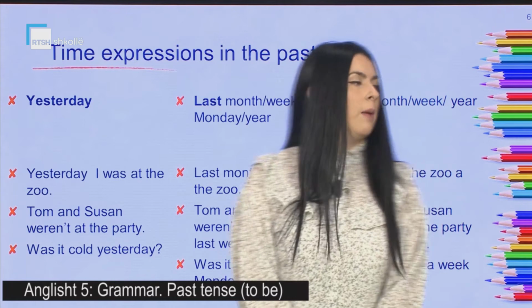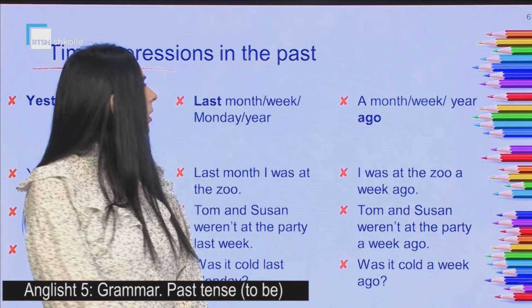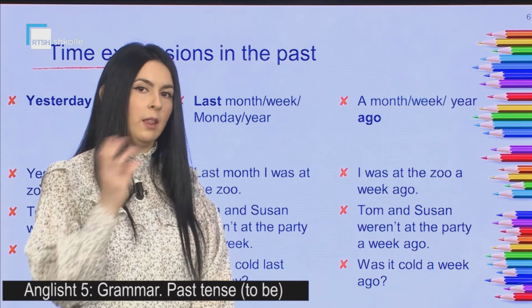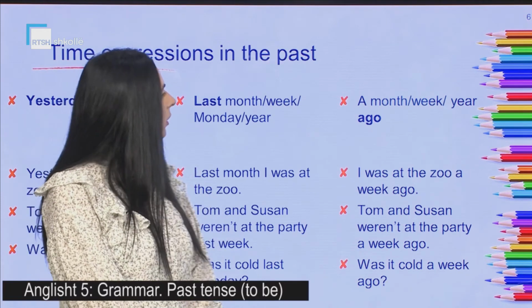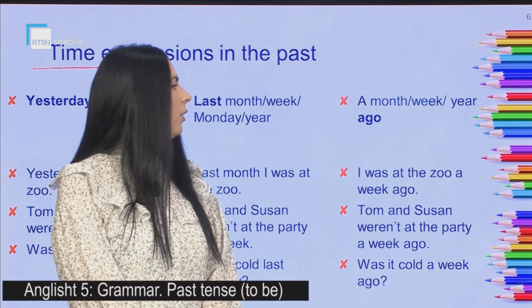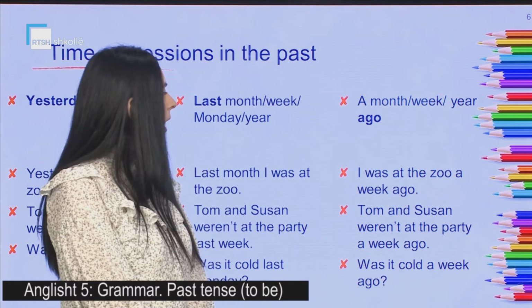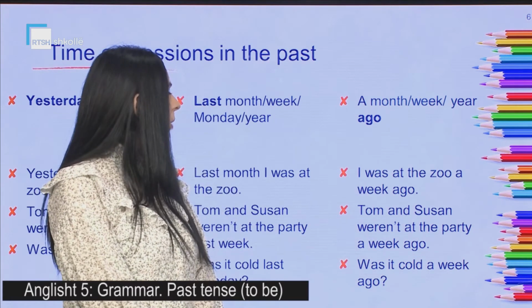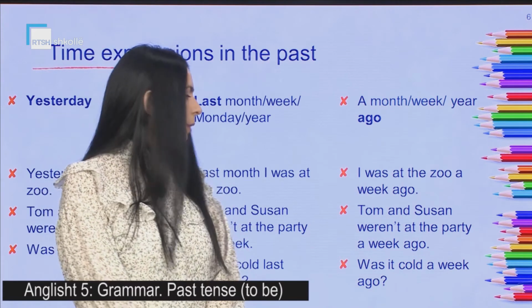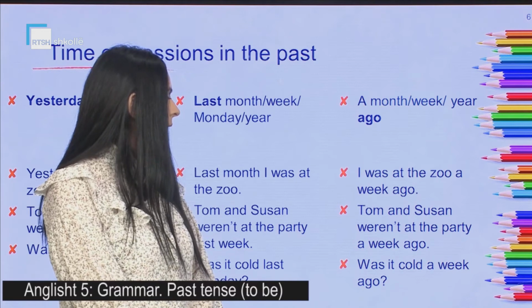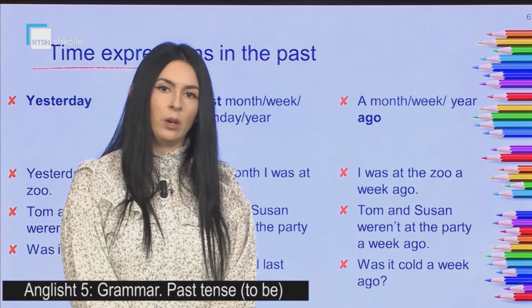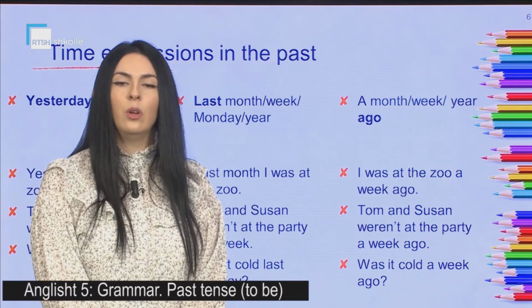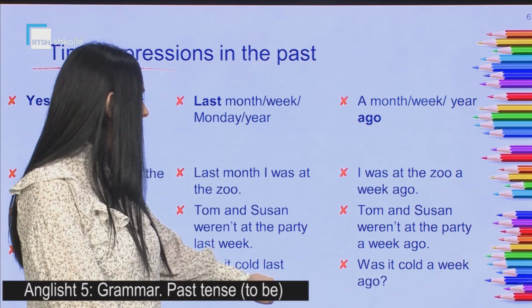And the final time expression which we use with the past is ago. But in this case, it goes at the end of the phrase. A month, a week, a year ago. I was at the zoo a week ago. Tom and Susan weren't at the party a week ago. And was it cold a week ago? Now that we are finished, we are going to continue with the exercise as I mentioned.